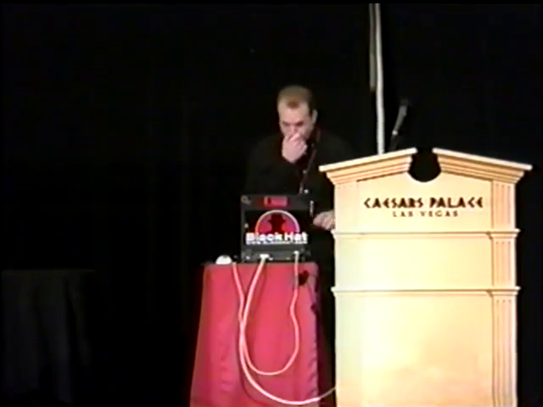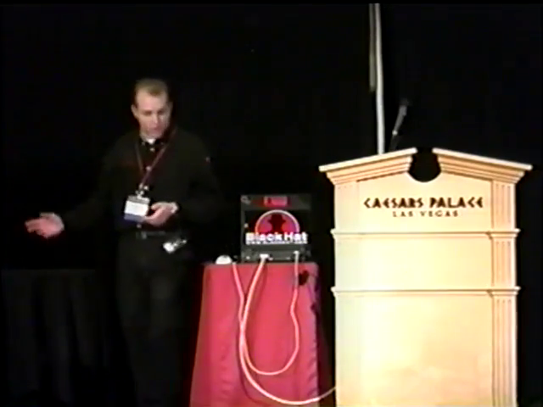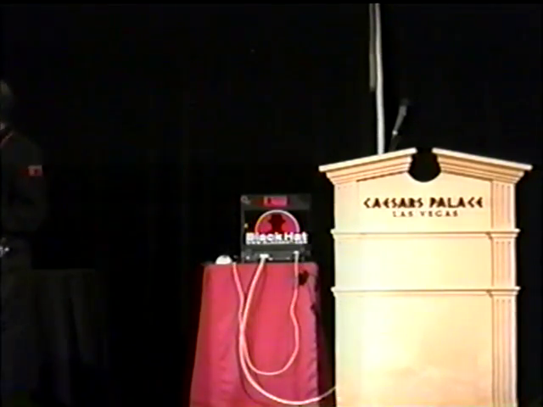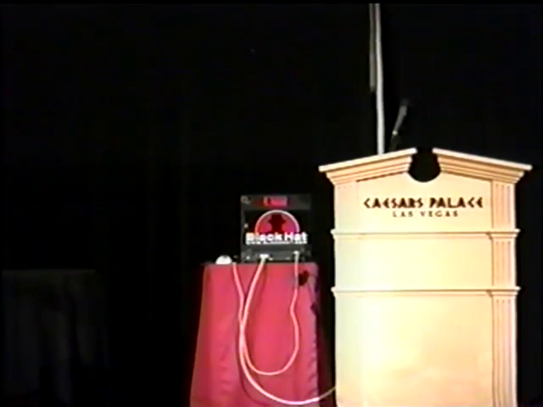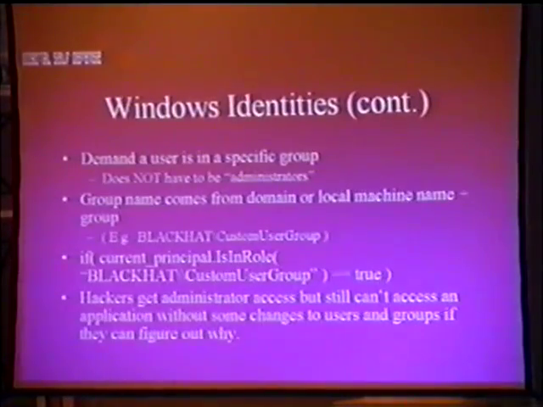So when you have your principal, you have a nice way of performing the IsInRole function, and that will allow you to say, is this person an administrator? You could explicitly say, if they're in the administrators group, now you deployed the app, so you purposely said no administrators should have access, because they're administrators, not users of the app.